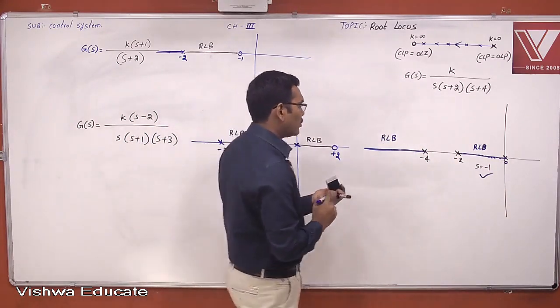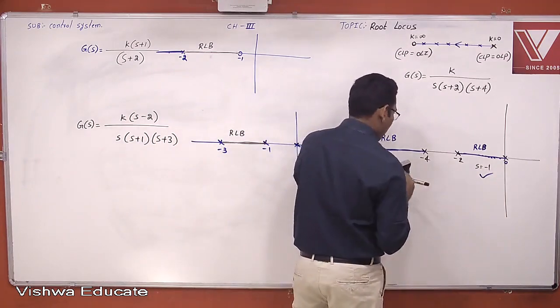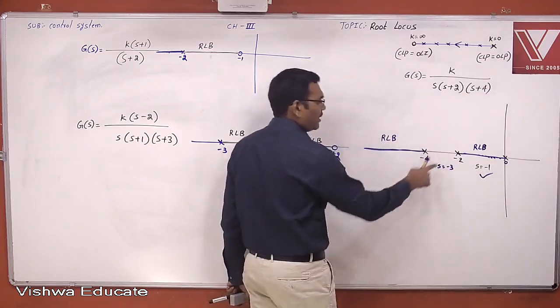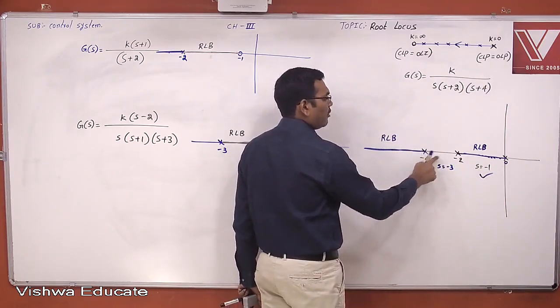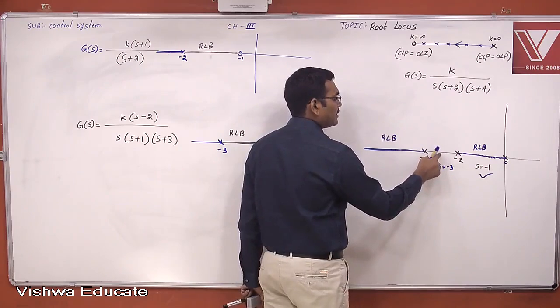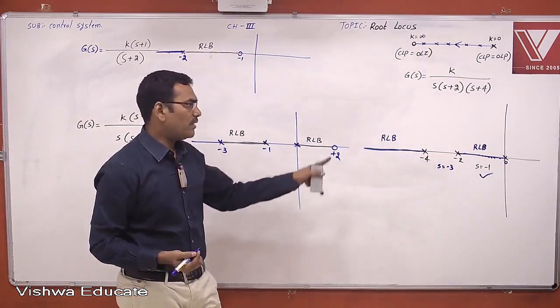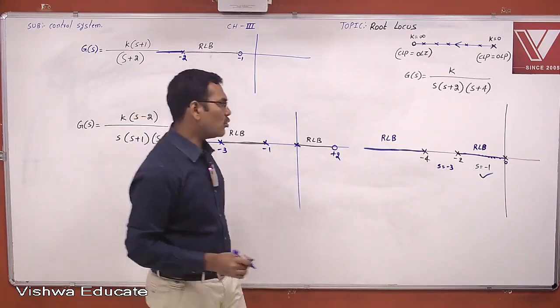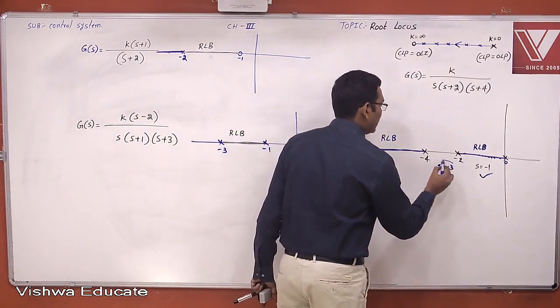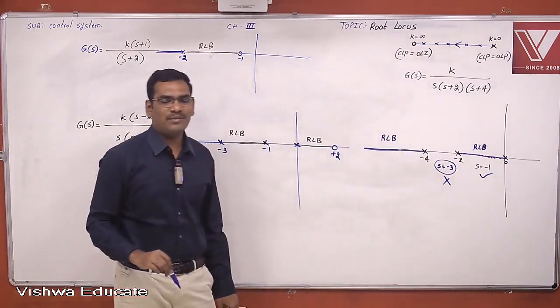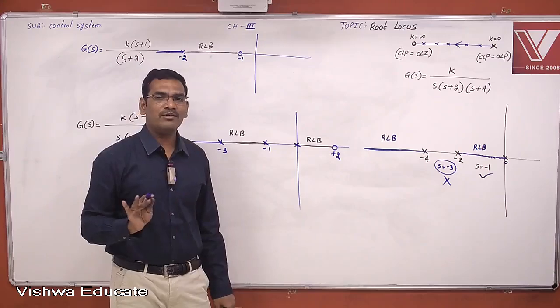Now another question. Does s equal to -3 lie on the root locus branches or not? In between -2 and -4, -3 exists, but between -2 and -4, is there any root locus branch? No. Between -2 and -4, no root locus branch. Therefore, s equal to -3 does not lie on the root locus branch. No angle condition, no magnitude condition, nothing.